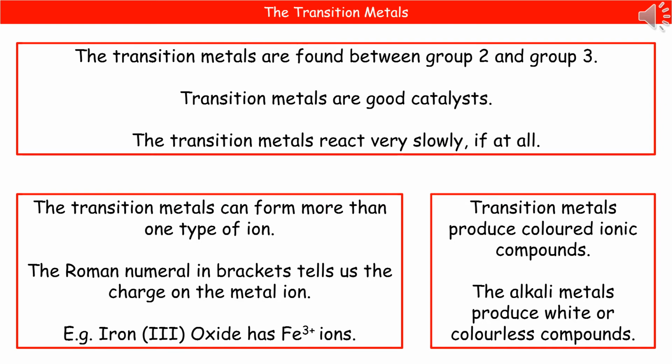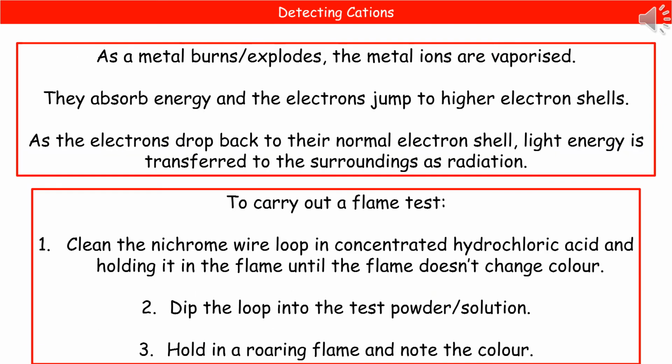If we want to detect cations, we need to understand what happens to metals when they burn. So the first thing is that the metal ions are vaporised, and then they're going to absorb energy as this happens, and the electrons within their structure jump to higher electron shells. Then as those electrons drop back to their original electron shell, it's going to release light energy to the surroundings as radiation.